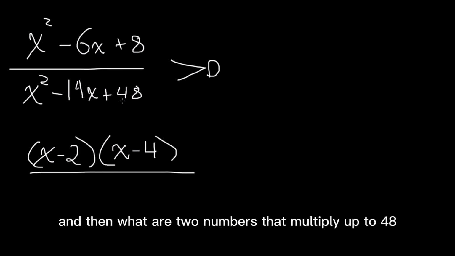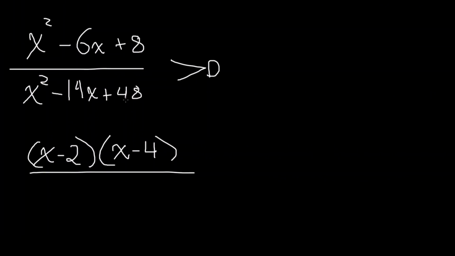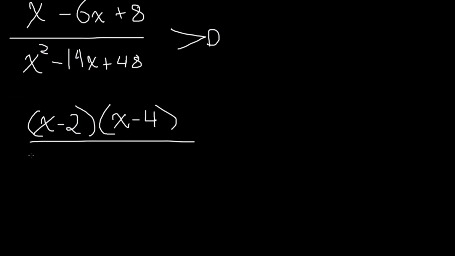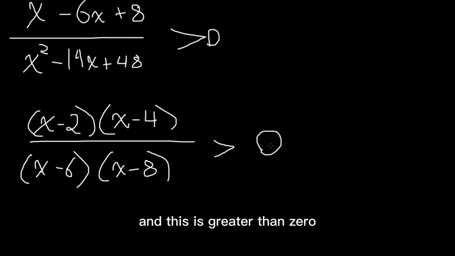And then what are two numbers that multiply to 48 and add up to negative 14? And it's negative 6 and negative 8. So we can do x minus 6, x minus 8. And this is greater than 0.